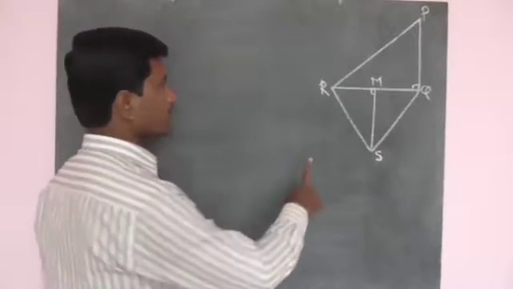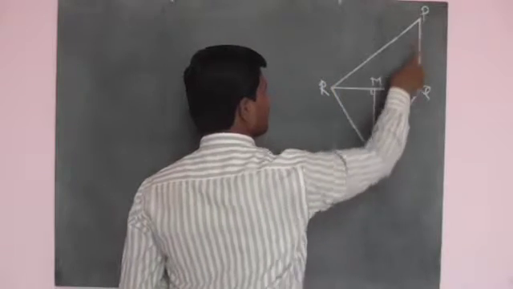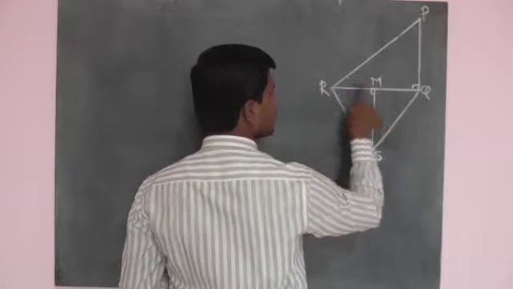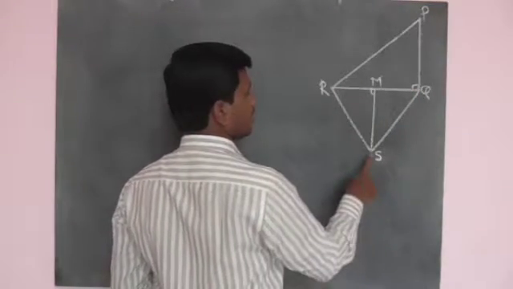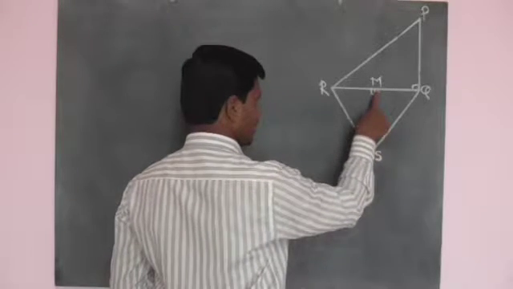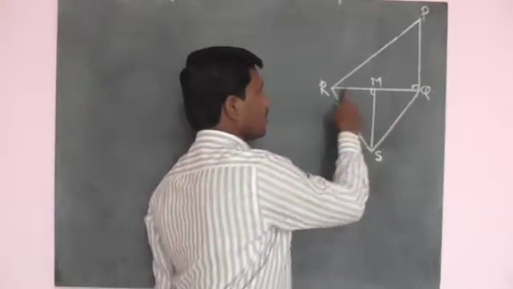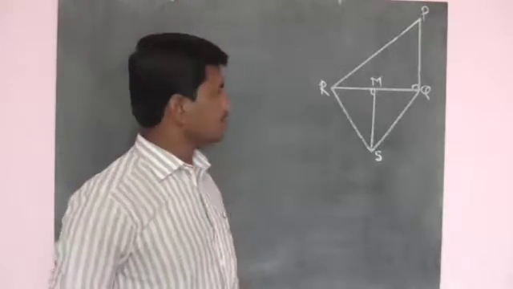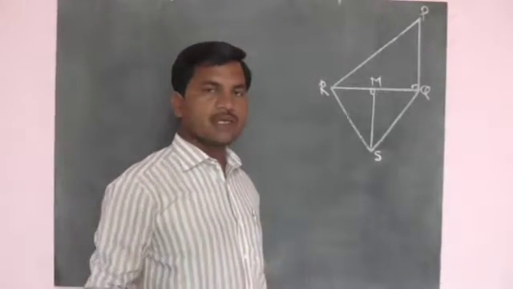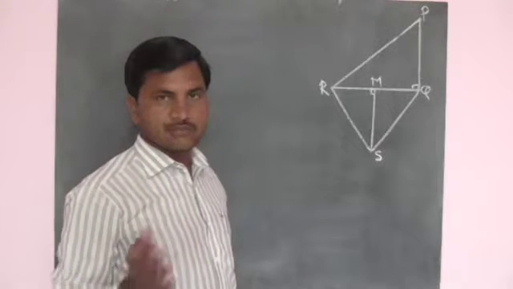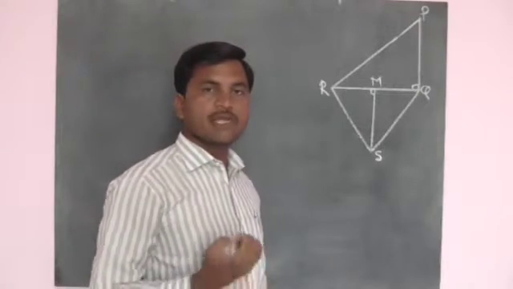Now, here in the figure, we have two triangles. Triangle PQR is a right angle triangle, and in triangle PQR, PQ is the height and QR is the base. Similarly, the second triangle is triangle SRQ. In that triangle, SM is the height and QR is the base. Therefore, in both triangles, QR is the common base, and their heights PQ and SM are different from each other. Therefore, if we find the ratio of areas of the two triangles, we get that it is equal to the ratio of their corresponding heights.